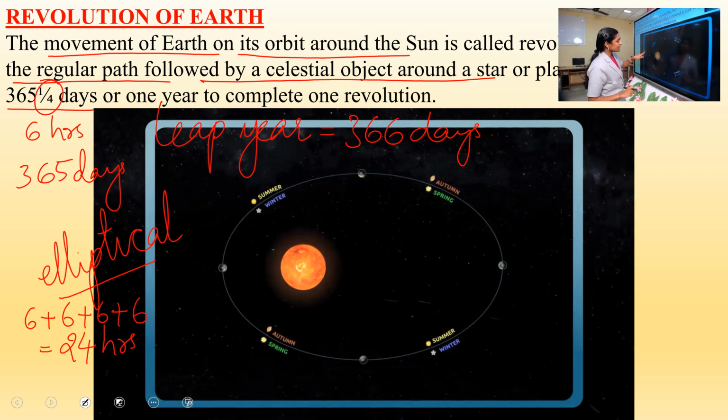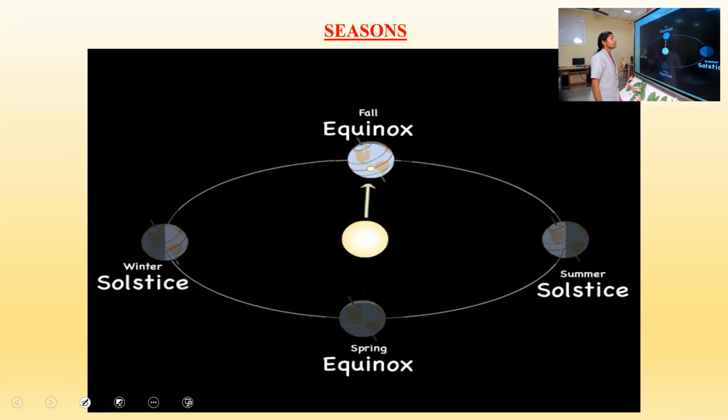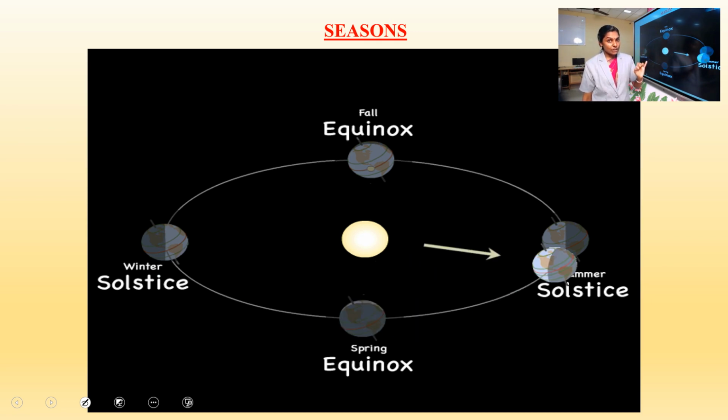Now, here you can see the seasons. Isn't it? So next topic is about the seasons. We have 4 seasons. Which are they? Summer season, autumn season, winter season and the spring season. Okay? So next topic is about the seasons. So the seasons is caused mainly due to the revolution of the earth and the tilt of the earth. So 2 reasons are there why we have seasons. Which are they? 1, the revolution of the earth, and second is the tilt of the earth.